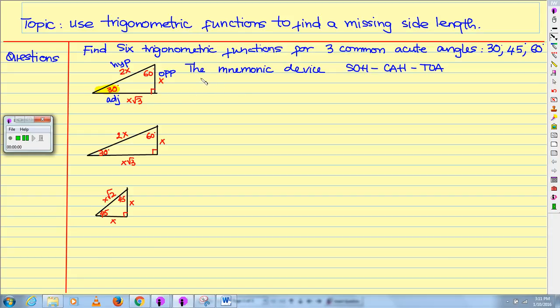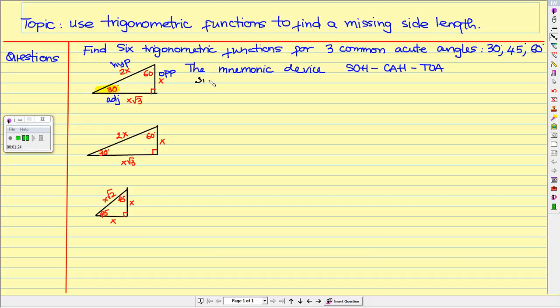So let's begin with sine 30. So I'm going to write here sine 30 degrees equals opposite x over hypotenuse 2x. Reduce this fraction, so that will give us 1/2. So we got sine of 30 degrees, the answer is 1/2.